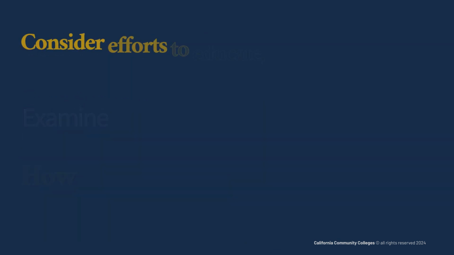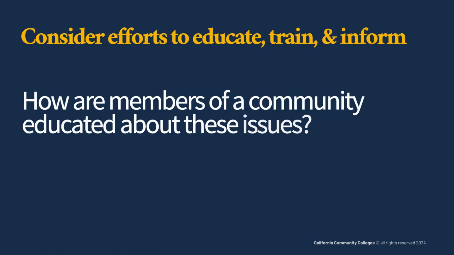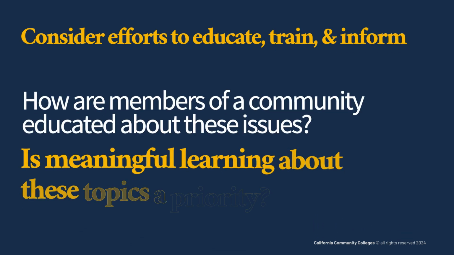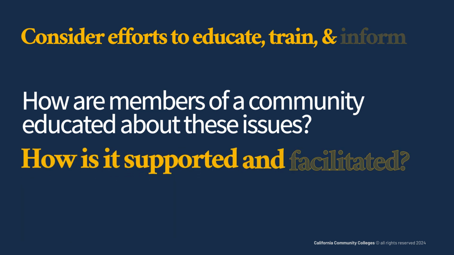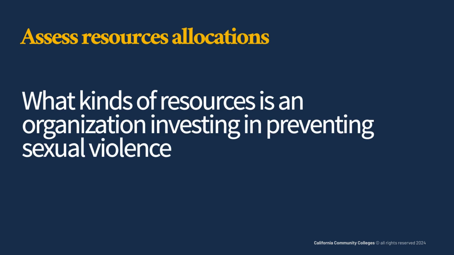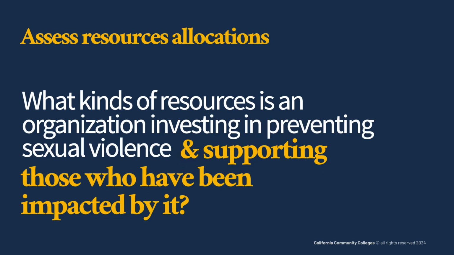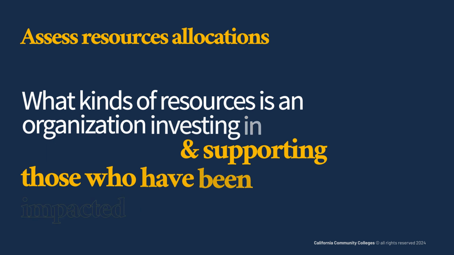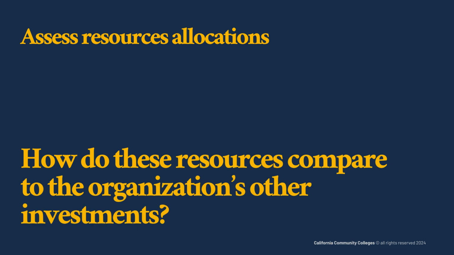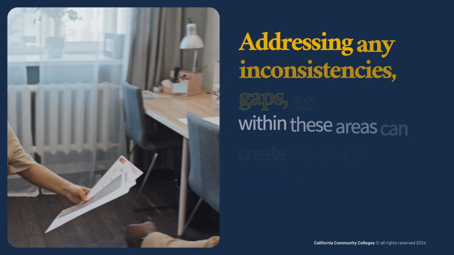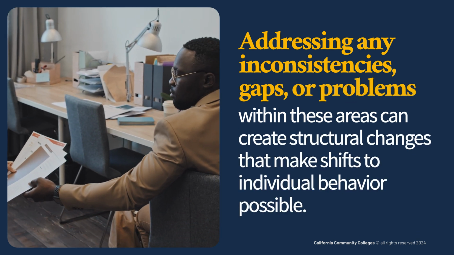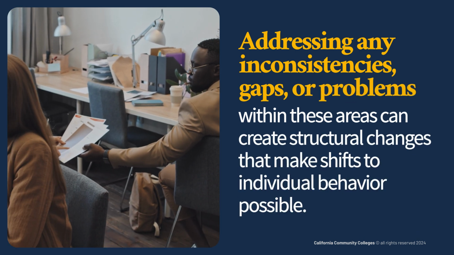How are members of a community educated about these issues? Is meaningful learning about these policies a priority? How is it supported and facilitated? What kinds of resources is an organization investing in for preventing sexual violence and supporting those who have been impacted by it? How do these resources compare to the organization's other investments? Addressing any inconsistencies, gaps, or problems within these areas can create structural changes that make shifts to an individual behavior possible.